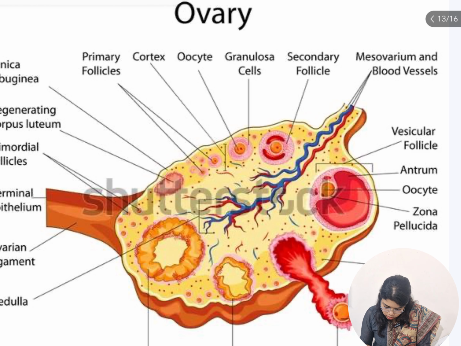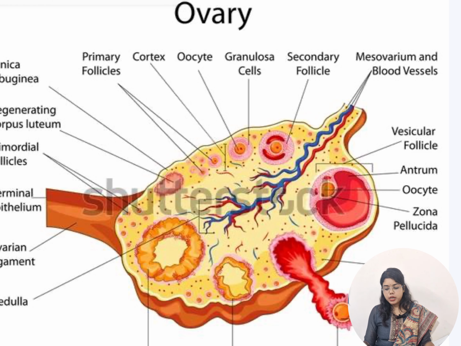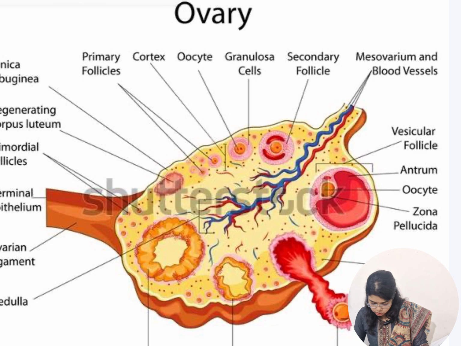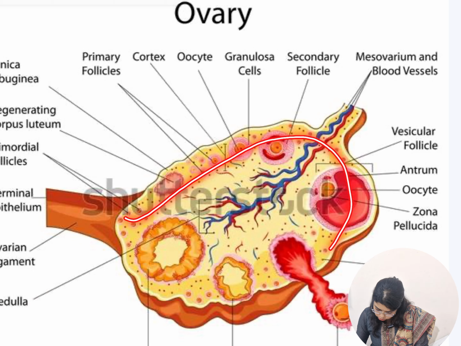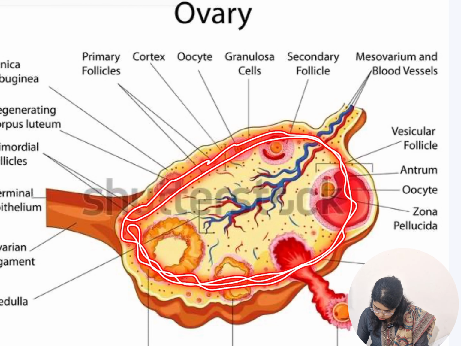Now let's come to the structure. The ovary contains cortex and medulla. Okay, see what is cortex and what is medulla. This one is the cortex and this is the medulla. What is cortex? The outer part is the cortex.